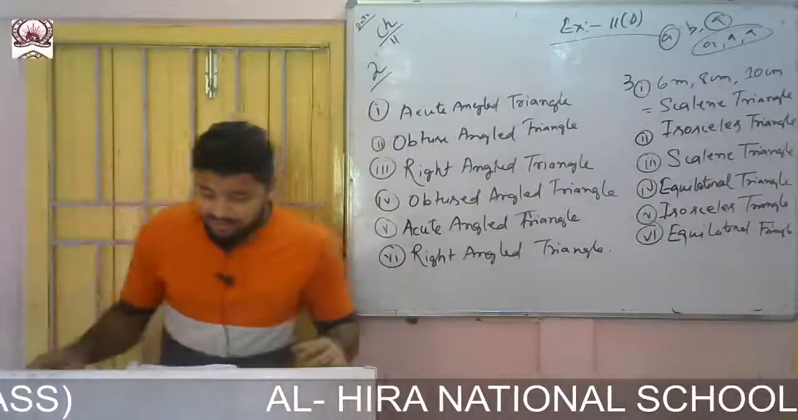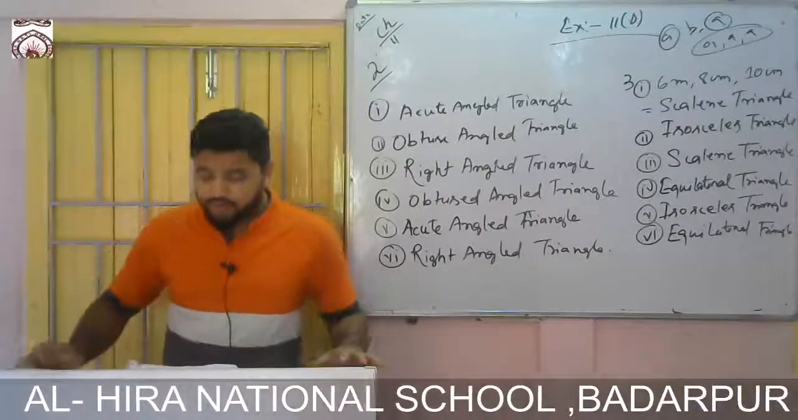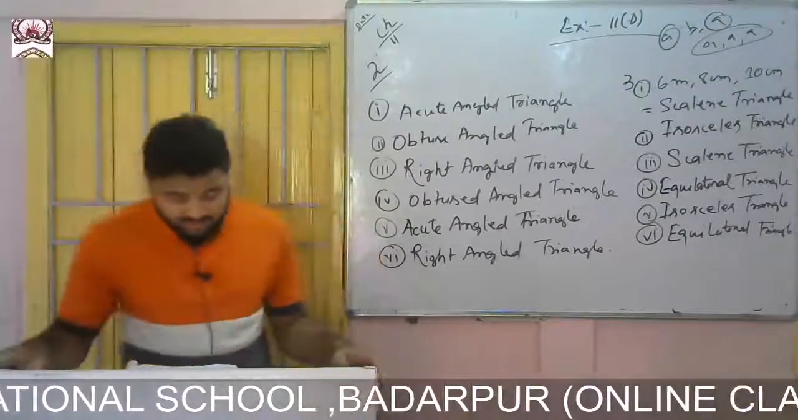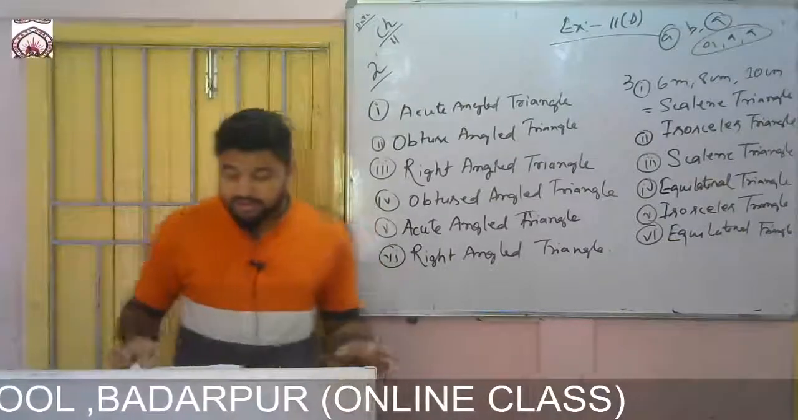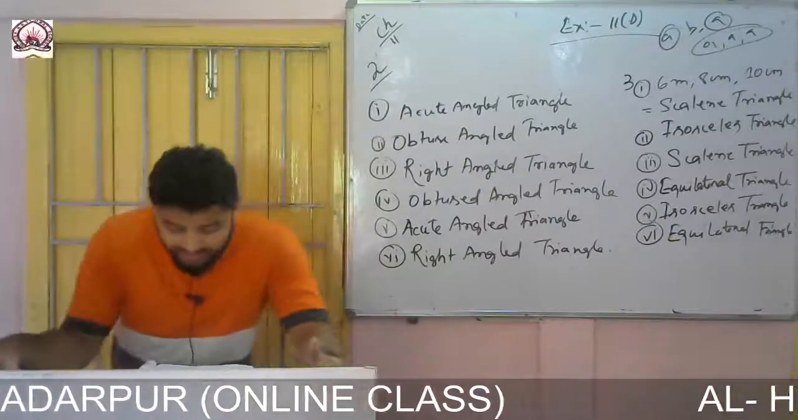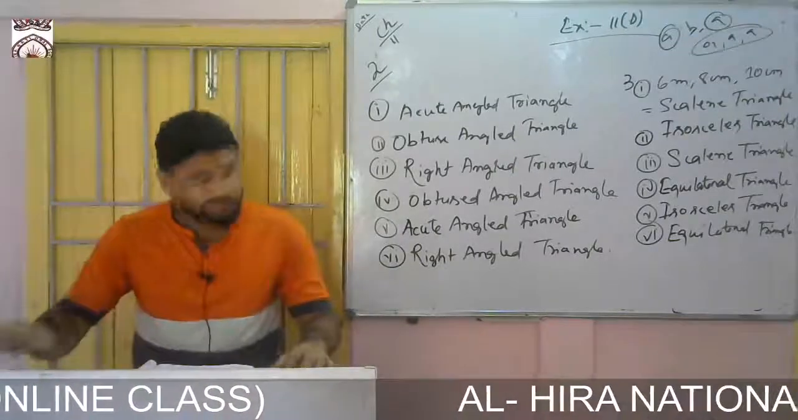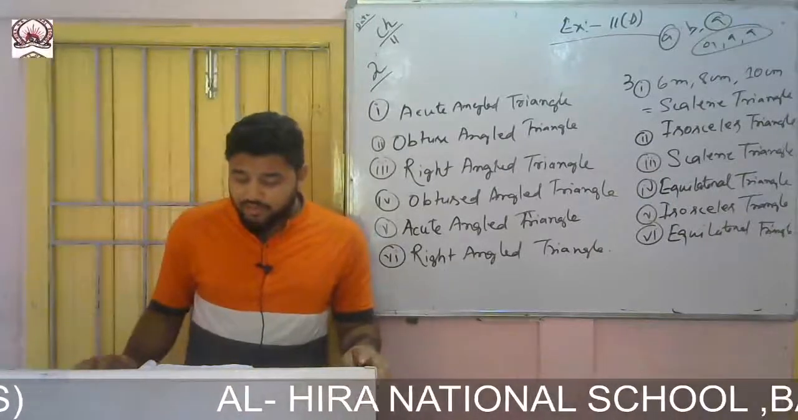Classify the triangles whose angles have measures as under as acute, obtuse, or right. Now you have to write which one is what. It is like question number 2. So question number 2 and question number 4 are the same. Which one is right angle, which one is acute angle, which one is obtuse angle, you need to write.